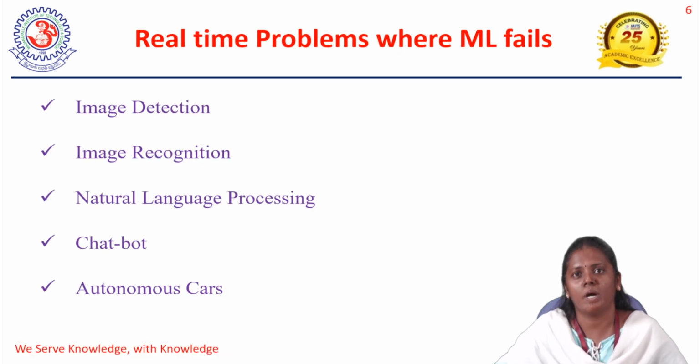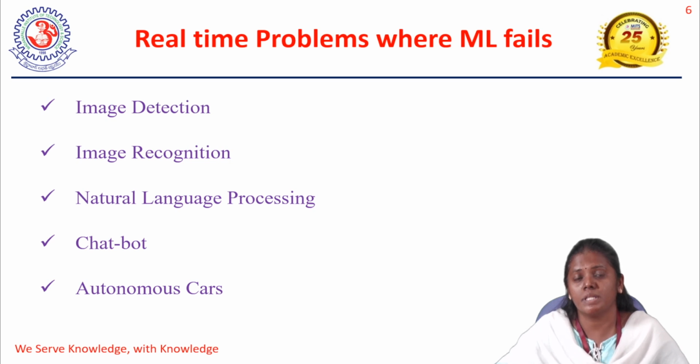Real-time problems where ML fails. Machine learning can be used for solving many real-time problems, but there are certain domains, situations or scenarios where machine learning algorithms fail. Some of them are image detection, image recognition, natural language processing, chatbots, and autonomous cars. These applications are self-explanatory and they are the hotcakes now.